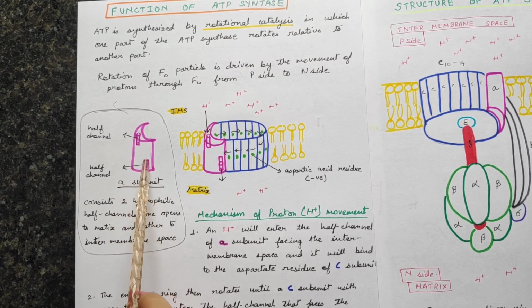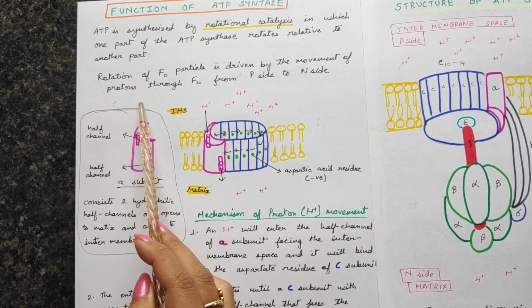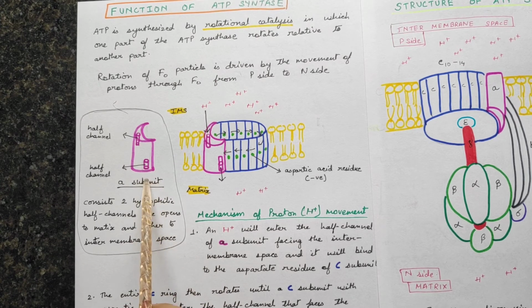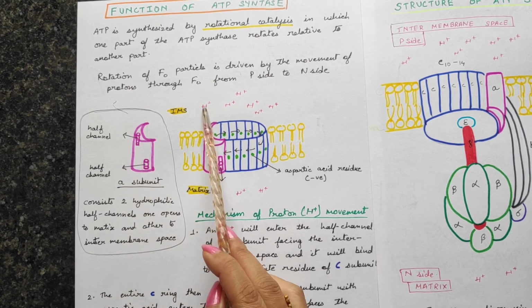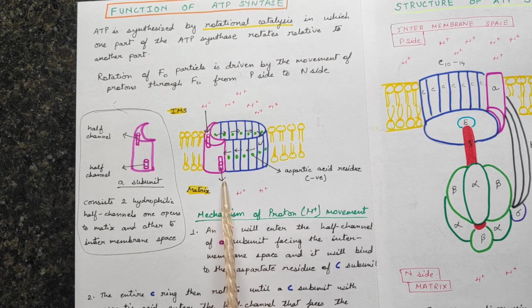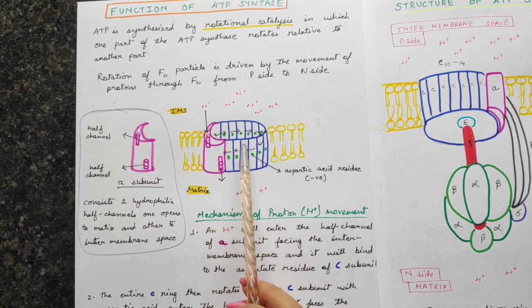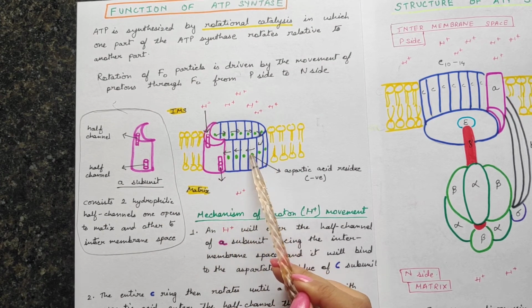There are two half channels in it. One which is opening towards the intermembrane space and this one which is opening towards the matrix side. This one opening to the intermembrane space, this one opening to the matrix side, which is attached to the C ring.